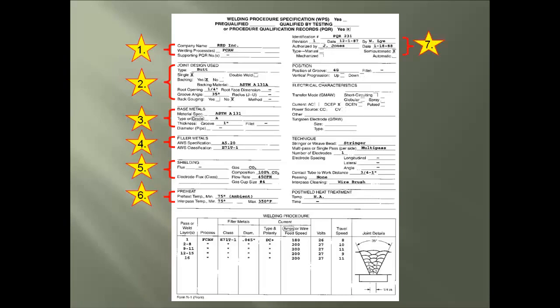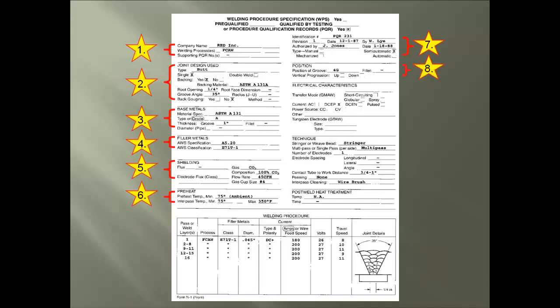Star number 7, located on the right side of the form, deals with the PQR identification number, any revision number to this PQR, the date, by whom this form was filled out, who authorized this PQR to be produced and when, then what type of operator or machine operation is used during the welding, whether that's manual, semi-automatic, etc.